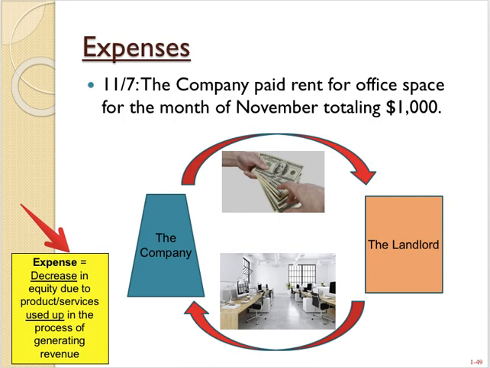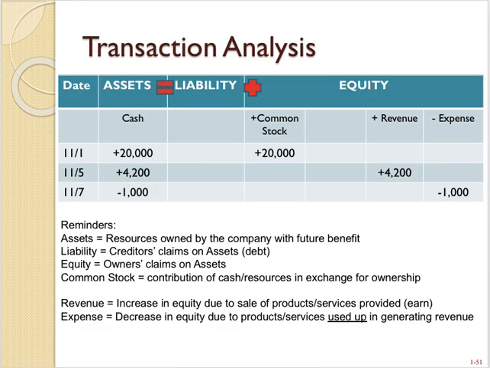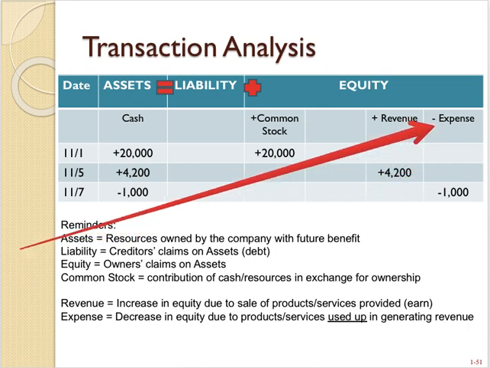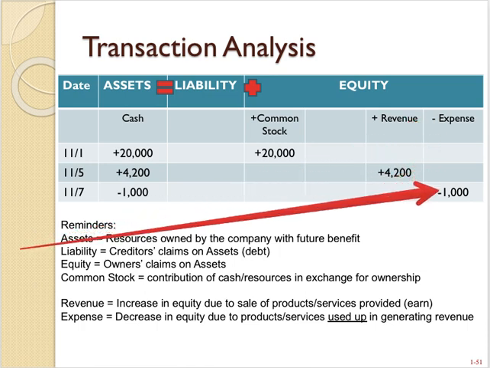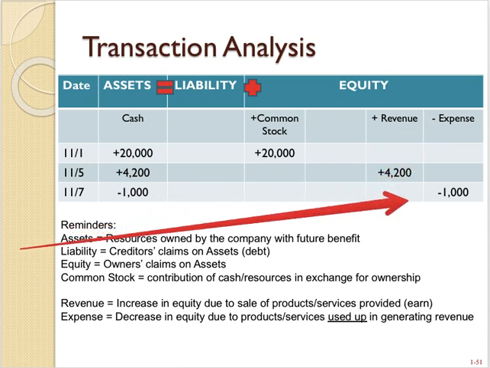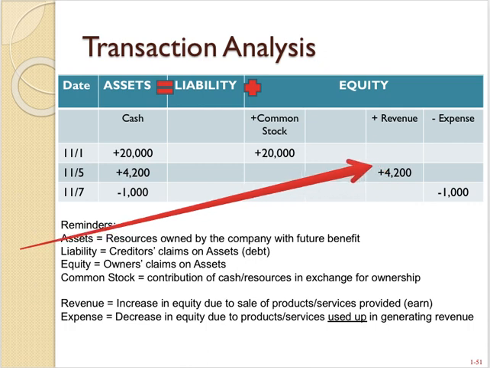So if you look at the transaction analysis for that, you see here that there was a decrease in cash of $1,000 and a decrease in equity of $1,000 through the expense account. Okay, so again, you see here the negative because expenses always decrease equity. We're using something up, which is taking away from revenue.